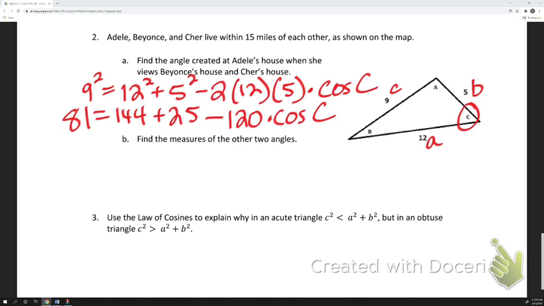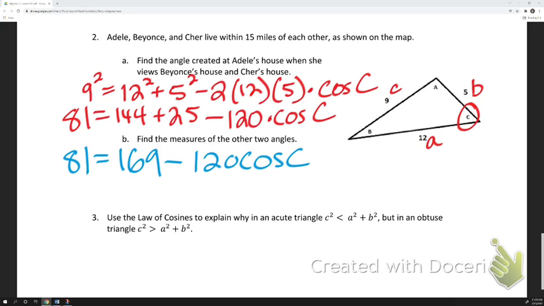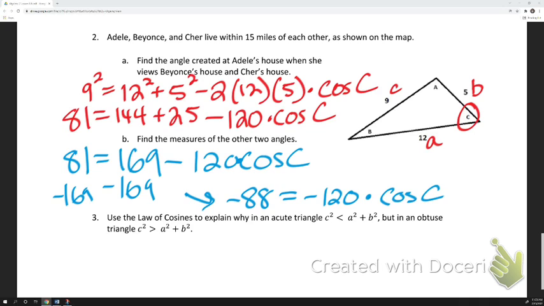Do we see that? Okay. So I can combine 144 and 25. What do you get? 169. And so I'm going to solve and try to get the term with c alone. So I'm going to subtract 169 from both sides. Before you panic and tell me it's negative, it's going to be okay because that minus stays in front of 120. So you're going to do 81 minus 169. So we get negative 88 equals negative 120 times the cosine of c. Where did the 81 come from? 9 squared. Oh. Right. I squared it right. Yeah? Okay. Do you follow me so far?